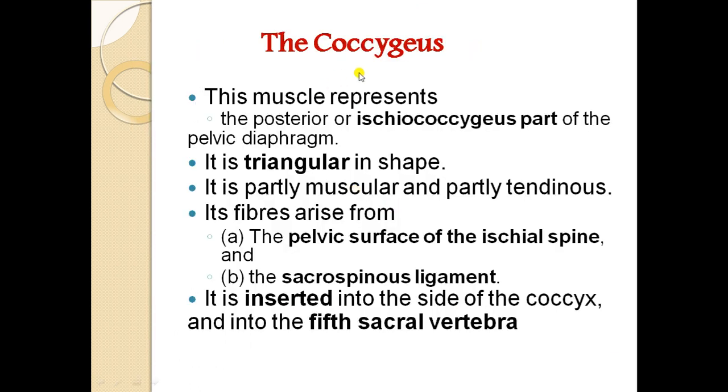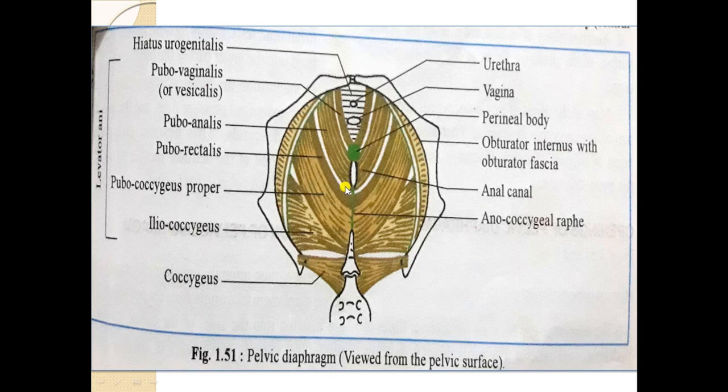Next we will see the coccygeus muscle. This is part of the levator ani group of muscles, which we have finished. Now I will show the coccygeus muscle, that is the posterior muscle. When you see the coccygeus muscle, this is a triangular muscle, and it arises from the pelvic surface of the ischium and the apex of the ischium.